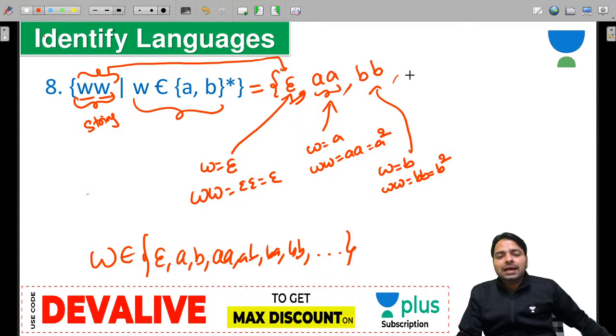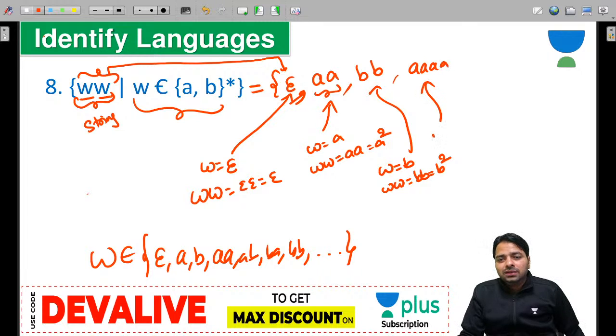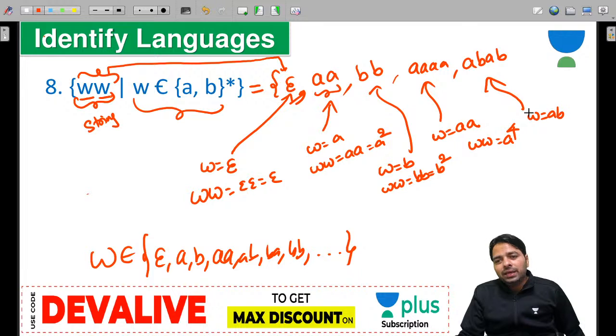What could be the next string, guys? Anybody guess? A power 4. How did you get that? W is equal to A, then WW gives A power 4. And the next string, ABAB. How did you get that? When I put W as AB, similarly you will have BABA, and this you get when you put W is BA. Similarly, so many strings are there, guys.